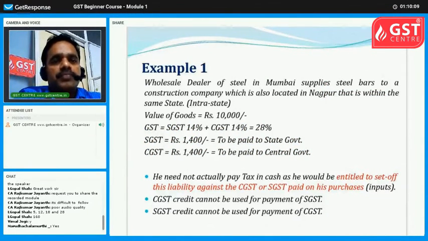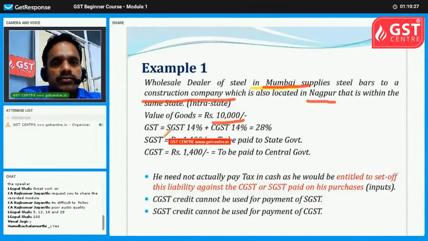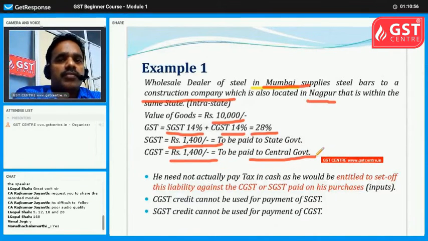Suppose we take one example. A wholesale dealer of steel in Mumbai supplies steel bars to a construction company which is located in Nagpur. Both companies are in Maharashtra only. The value of goods is 10,000. The GST charge is 28%. 28% consists of SGST 14% and CGST 14%. The 14% SGST has to be paid to the state government, Maharashtra, as it is intrastate. So there is no question. CGST 1400 is to be paid to the central government.